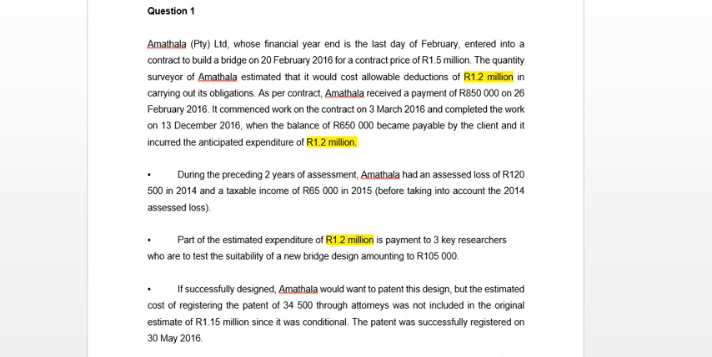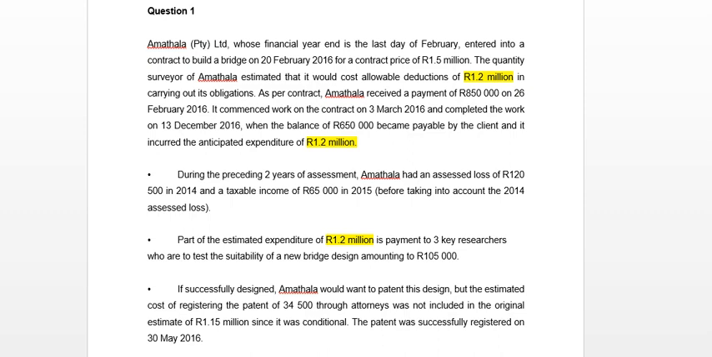So I made a few small changes to this question, just to make the values round, so you don't have amounts with decimals and stuff like that. But the concept is still exactly the same. A change I made here was that the allowable deduction is 1.2 million instead of the 1.15 million which they determined. Okay. So as per contract, Amatlala received a payment of 850,000 Rand on 26th of February 2016.